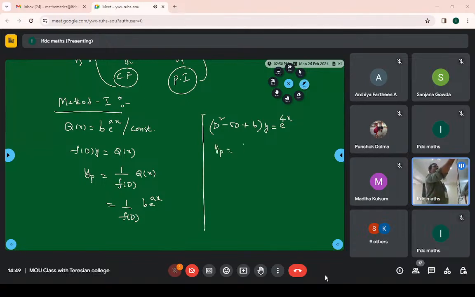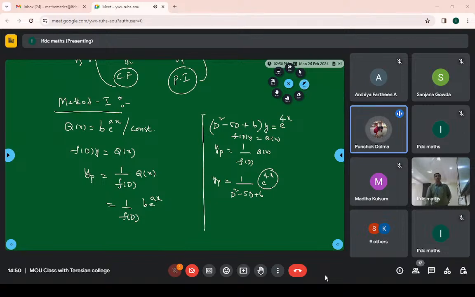I would like to write this problem as 1 by f(D) into Q(x). I compare this equation with f(D) y = Q(x). So y_p is equal to 1 by f(D). What is 1 by f(D)? It is 1 by (D² − 5D + 6) into Q(x), whose value is e^(4x). Now this looks similar. Anyone have an idea how to solve this problem here? What to do?